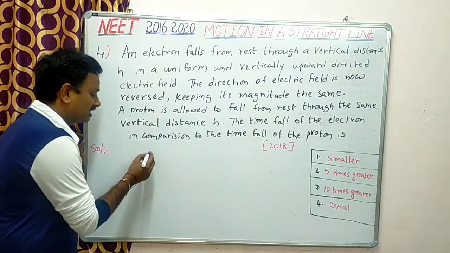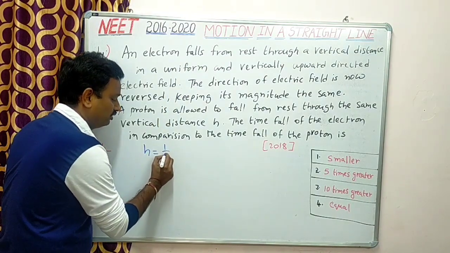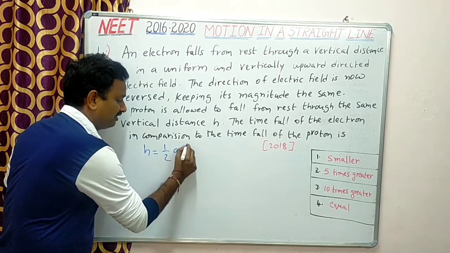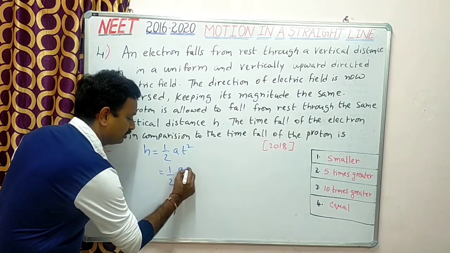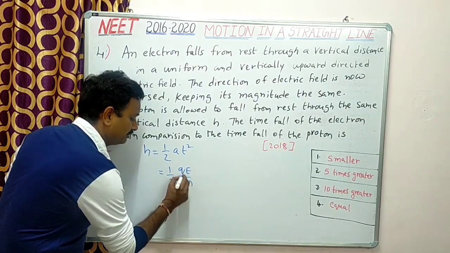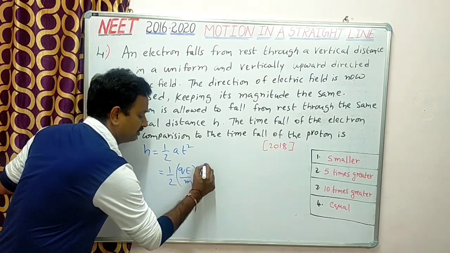Look here, both are falling from the same height from rest. So I will take h equal to half at square. In the place of a, I will take QE by m, that means force by mass. Force means QE here into t square.